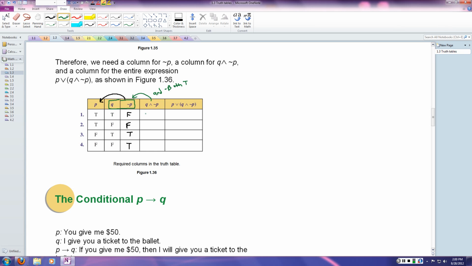So true, false, so this is false. False, false, so this is false. True, true, so the statement Q and not P is true, and then false, false, that ends up being false. So the statement Q and not P is only true when Q and not P are true.